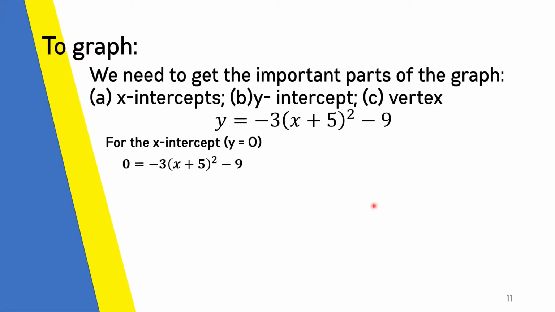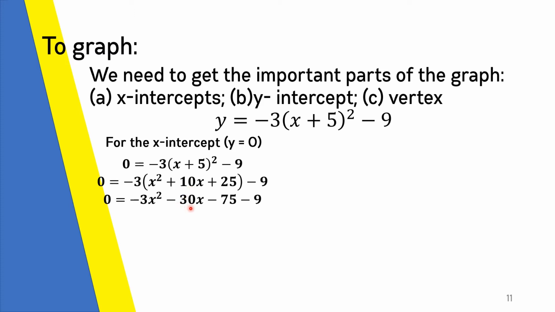Okay, so for the x-intercept, we have to set y equal to 0. So 0 equals negative 3 times (x plus 5) squared minus 9. Then let's expand this one. We have 0 equals negative 3 times (x squared plus 10x plus 25) minus 9. Then we're going to multiply this one. Negative 3 times x squared is negative 3x squared, negative 3 times positive 10x is negative 30x, negative 3 times positive 25 is negative 75, then minus 9.